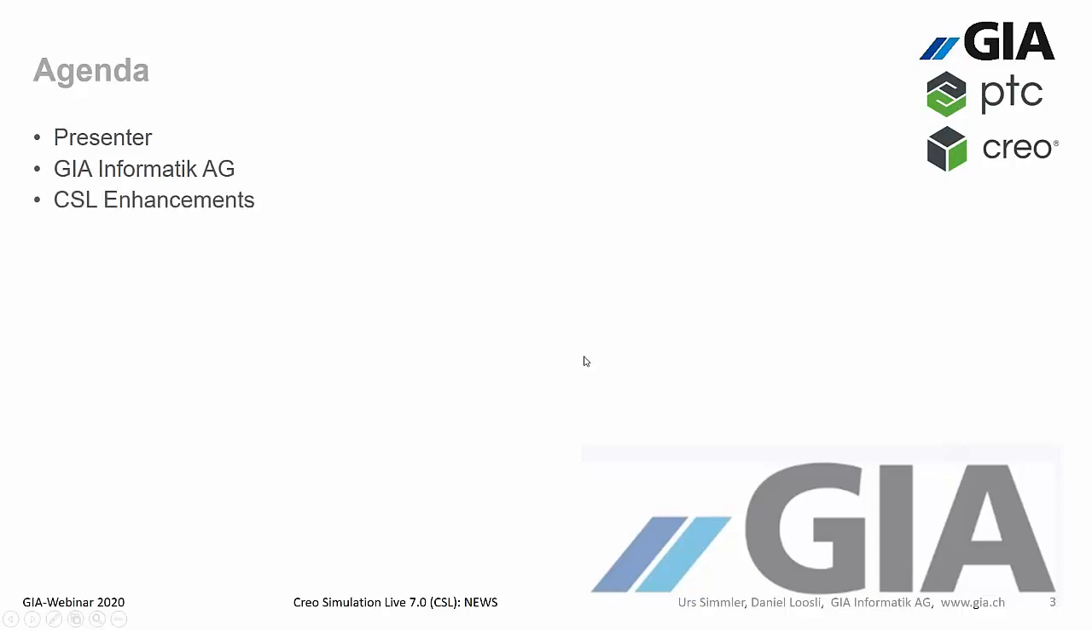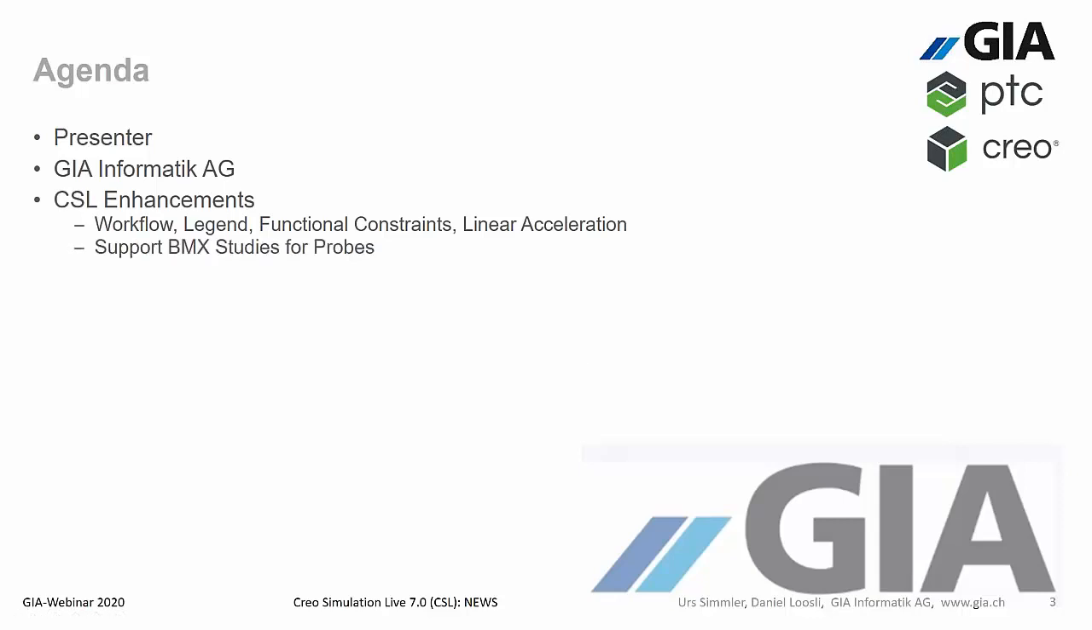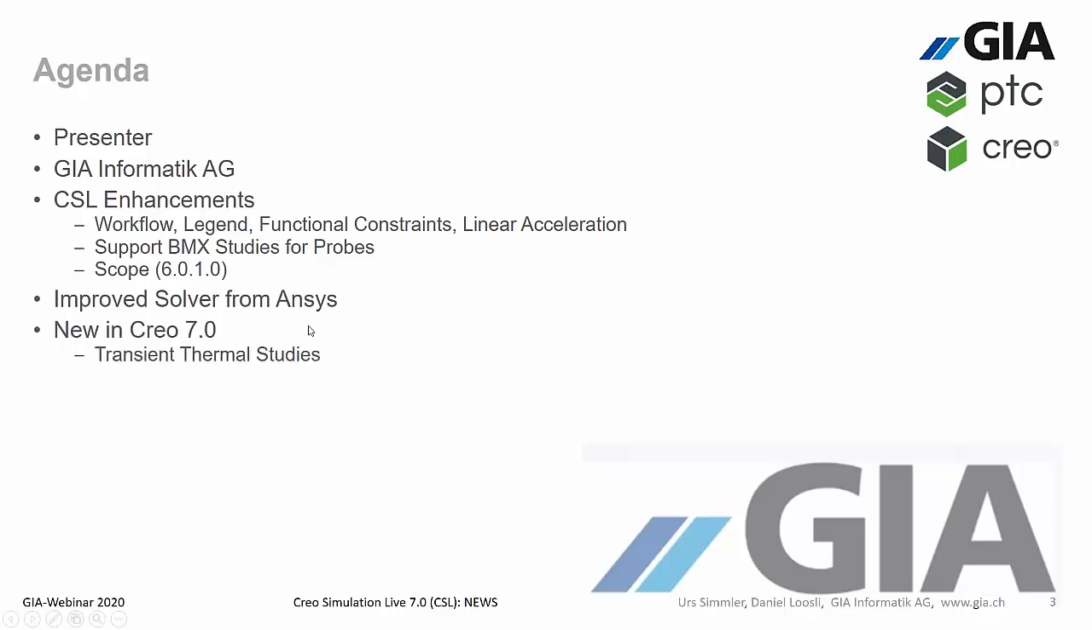First, this is my agenda. Talk about me, the company I'm working for, GIA Informatic, and then we'll see the enhancements of Creo Simulation Live in the old versions 4, 5 and 6. Then we'll see some new information about the solver. Ansys is updating it. We'll have better performance, and then we'll see the news in Creo 7.0. And we'll see the new product in Creo 7.0 called Creo Simulation Live Fluids.